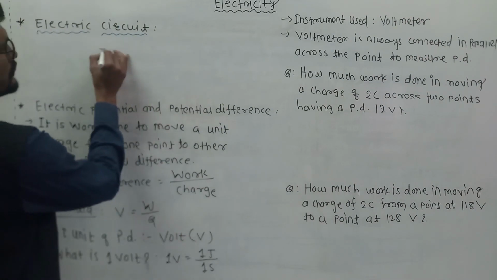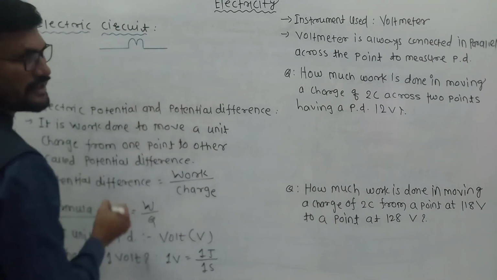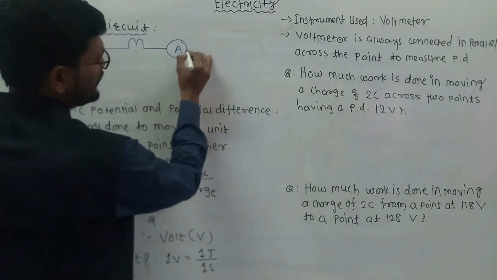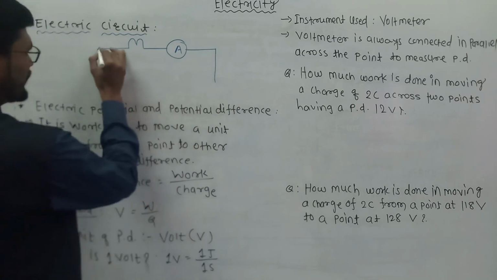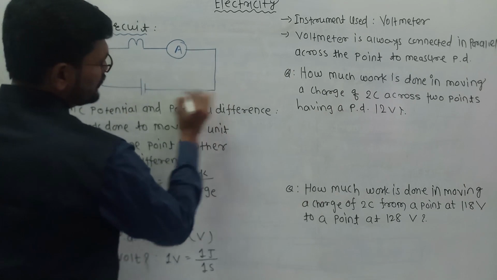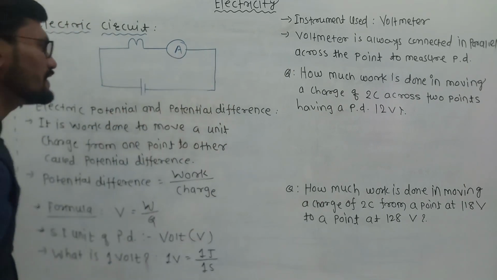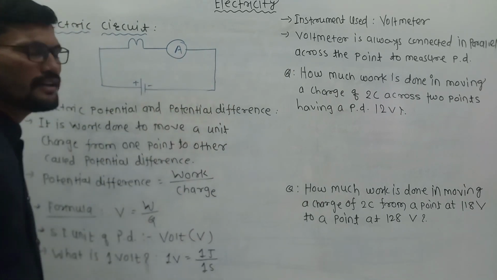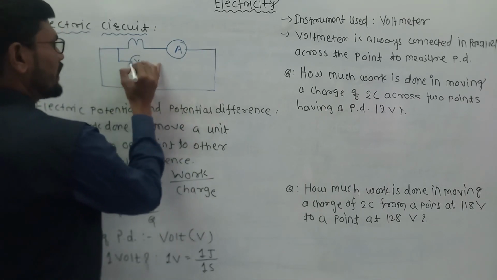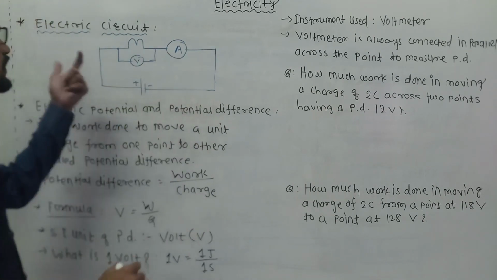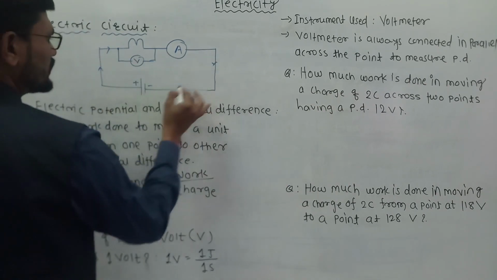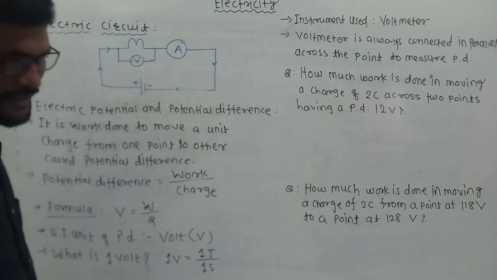So how is it constructed? Let us suppose this is one bulb. This bulb is connected to an ammeter, and through this ammeter it is connected to one battery. This is called the battery, and this is called the electric circuit. This one is the positive terminal, this one is the negative terminal, this is the ammeter, and a voltmeter is connected across the bulb. Some amount of current is flowing through it. This is to be called the electric circuit.